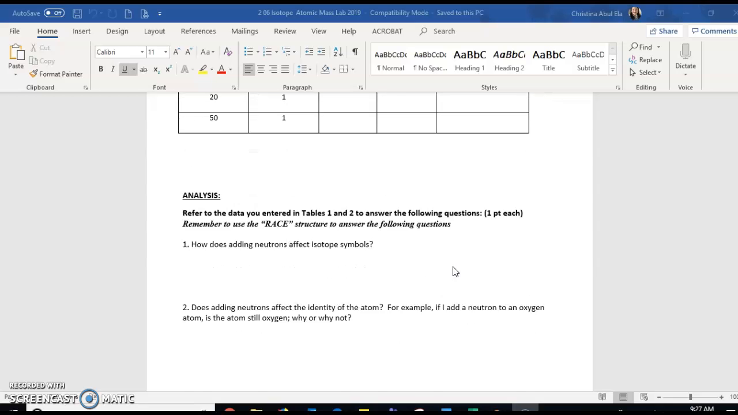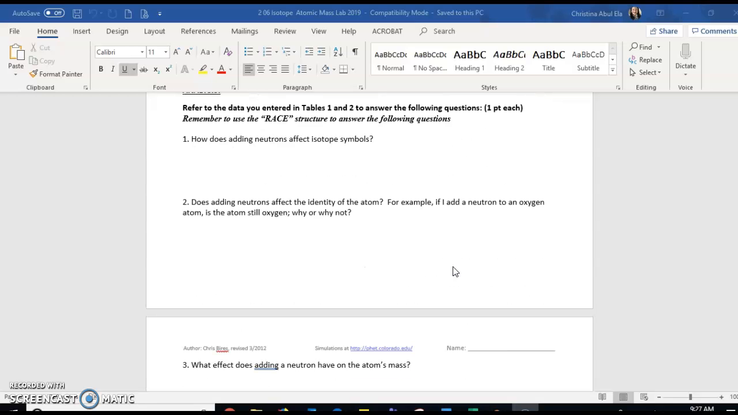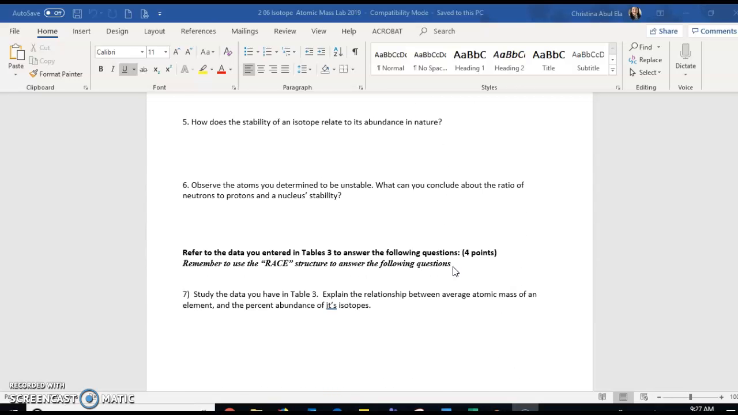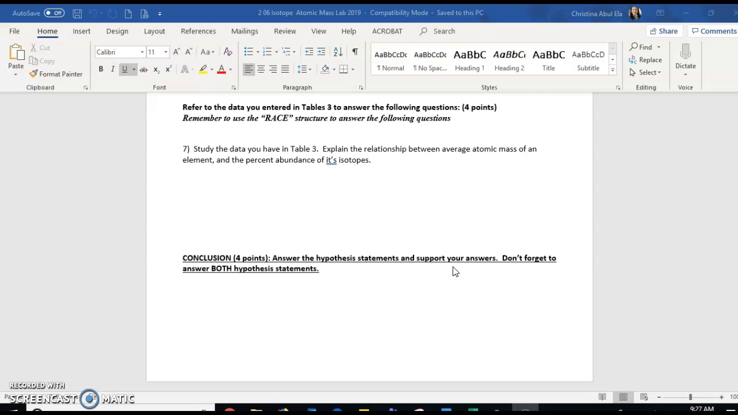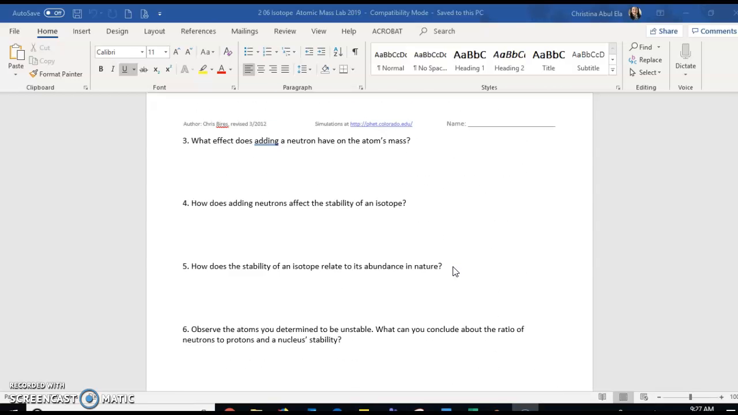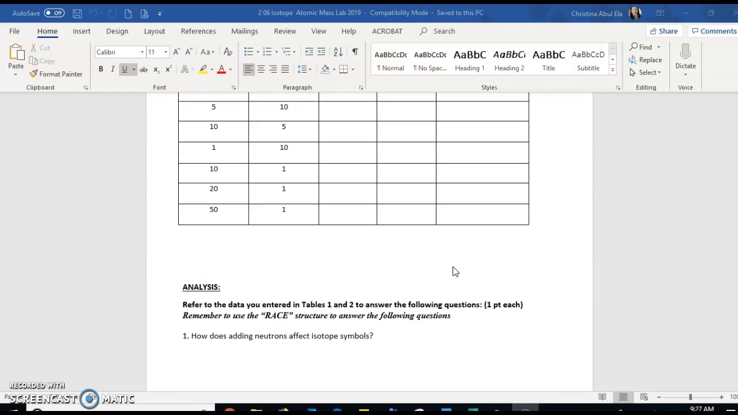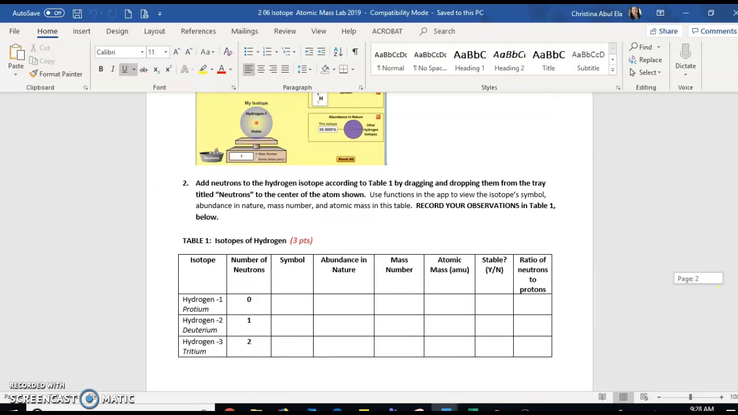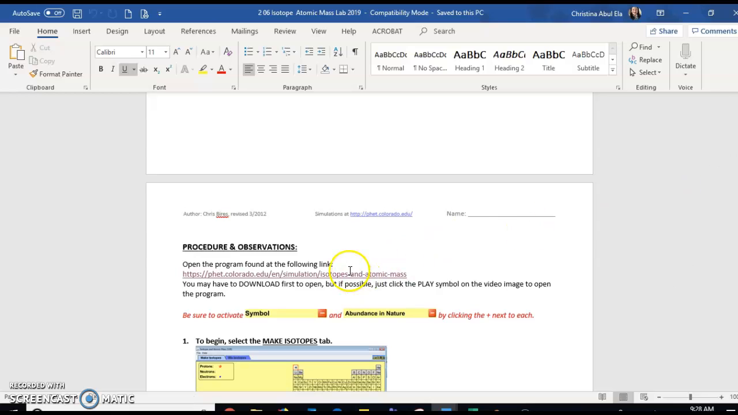And then finally, at the end of the document is the analysis section where you'll be answering some questions. And then finally, the conclusion at the end. Okay. So I'm going to go back up to that website at the top of the procedures. There we go. That's the one I'm going to head into now.